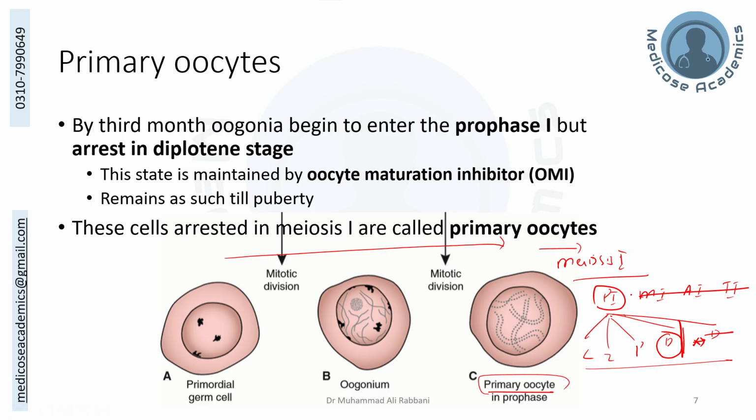So the ovary starts to fill up with the primary oocytes that are stuck in the diplotene stage of prophase 1 of meiosis 1. And this is maintained by a factor that is called oocyte maturation inhibitor, OMI, and this stage is maintained all the way till puberty. And all of these cells that are now arrested in this particular phase are called primary oocytes.